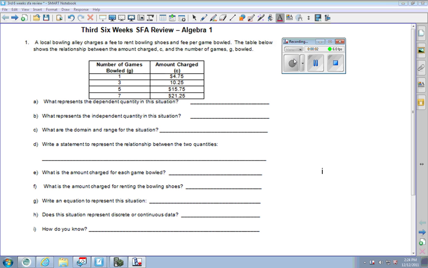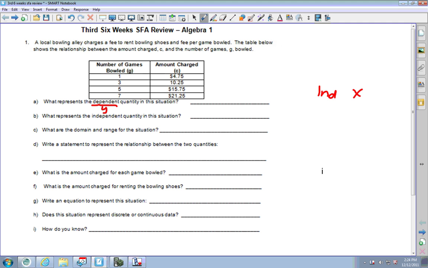This is a review over the third 6 weeks SFA. Right here we have our first problem, and it wants to know the dependent quantity. We need to remember that the dependent is the y. Independent is the x, dependent is the y. The other thing I'd add is that the domain, even though it doesn't ask you on this one, is x and the range is y.